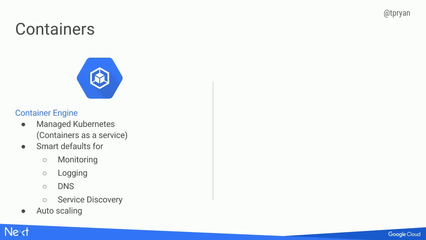So you can set up your Kubernetes cluster on GKE to basically, as your load goes up, spin up more hardware resources in order to handle it, or spin down, as the case may be. And so that's Container Engine.